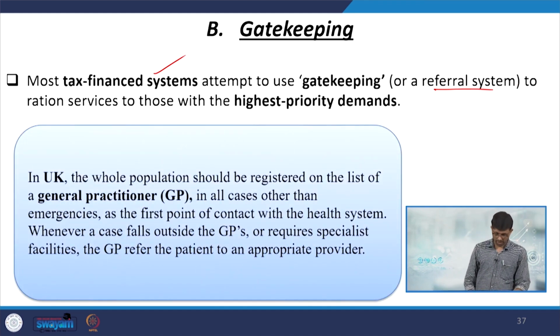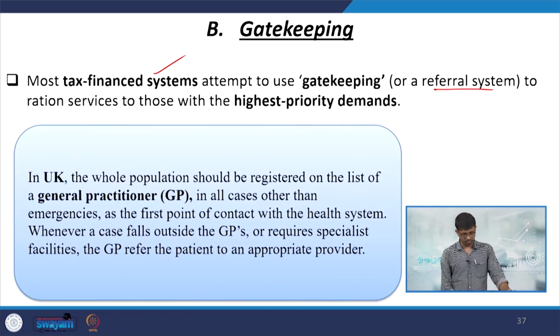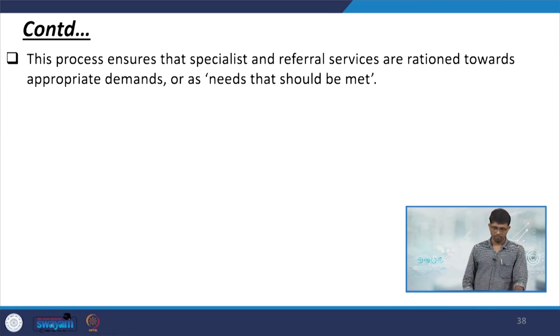In the UK particularly, the whole population should be registered on the list of a general practitioner, that is GP, as the first point of contact with the health system in all cases other than emergencies. Whenever a case falls outside the GP's scope or requires specialist facilities, the GP refers the patient to an appropriate provider. This process ensures that specialist and referral services are rationed towards appropriate demands and needs.